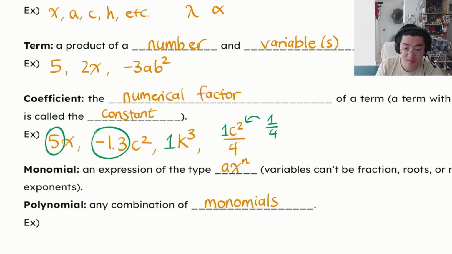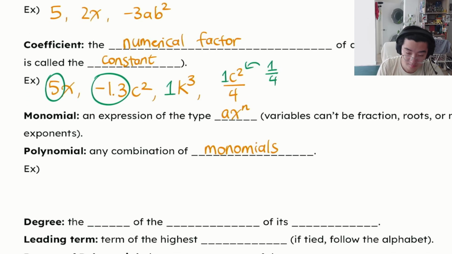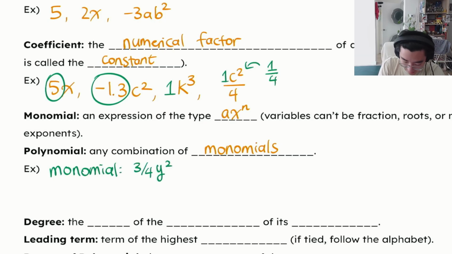So for example, a monomial could be something like 3 over 4 times y to the power of 2. We got a number here, which is the a, and we got a variable, which is the y. Does it have to be x? No, it just has to be a variable. And we have an exponent, which is the 2 here.